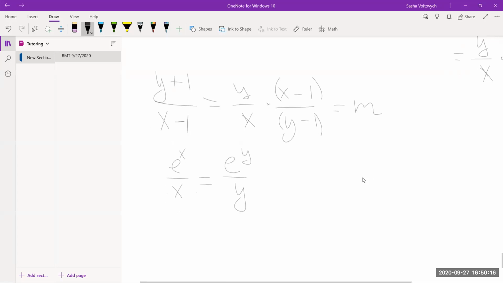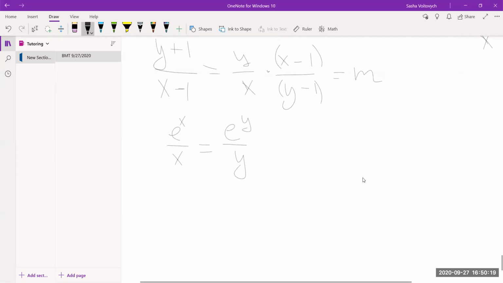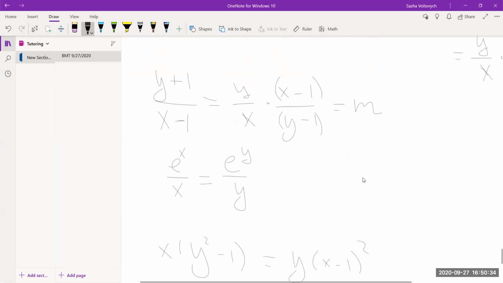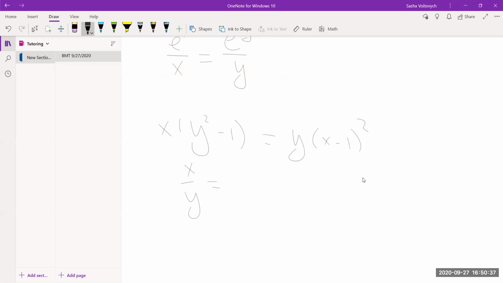Okay, so the equation we get in terms of x and y is the following. x times (y^2 - 1) is equal to y times (x - 1)^2. So x over y is equal to (x - 1)^2 divided by (y^2 - 1). And also we know that this is equal to e^x over e^y.